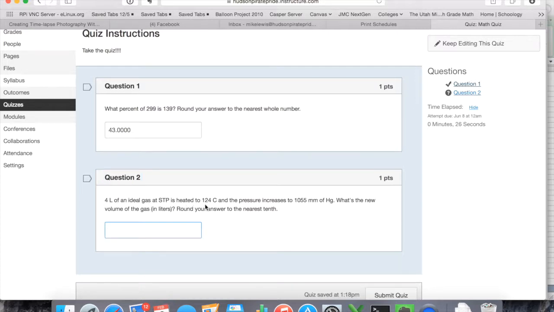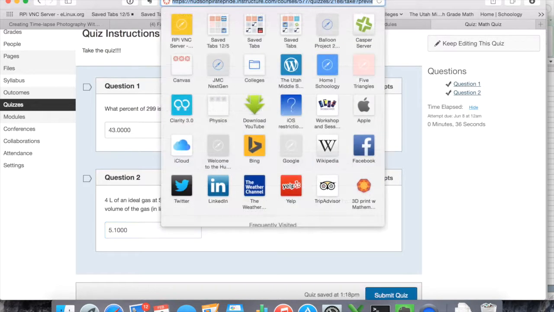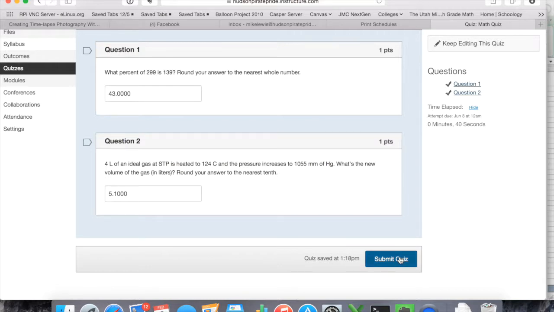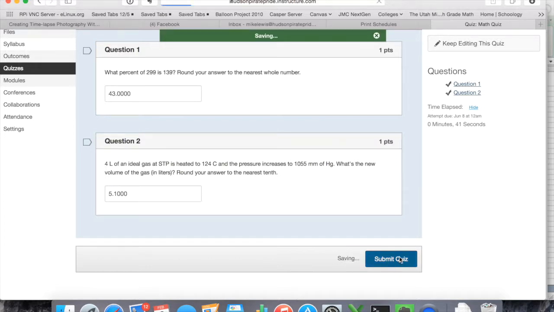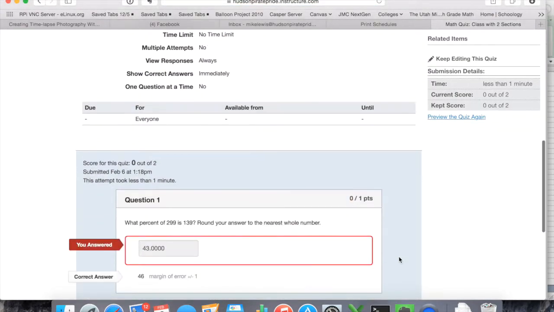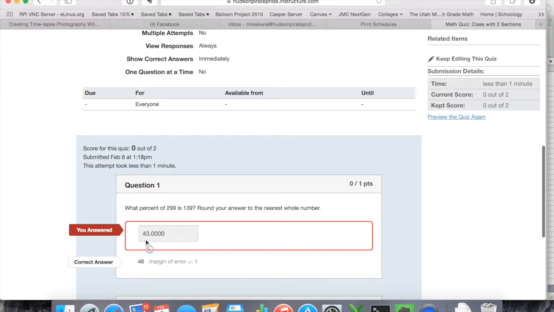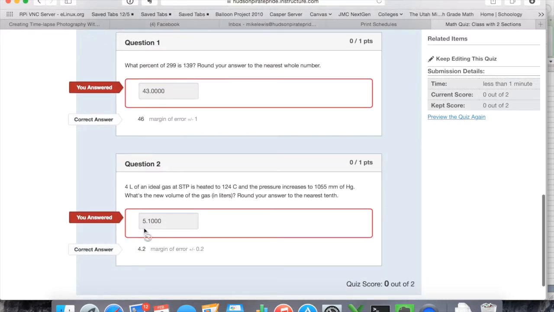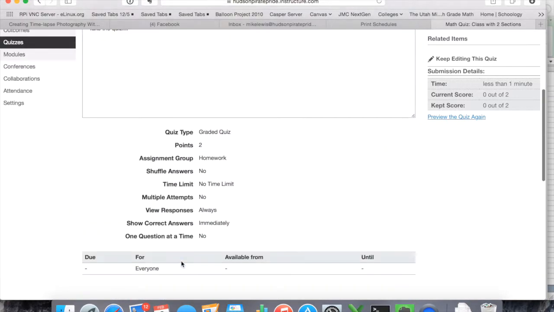4 liters of an ideal gas is heated to 124. Boy, this is tough. I don't know, 5.1. And we'll submit the quiz. And you can see, on this one I answered 43. The correct answer with these two numbers should have been 46. And with the margin of error, if I had guessed 45, 46, or 47, I would have gotten it right. Here I guessed 5.1 because I didn't want to do the math. If I had guessed anywhere from 4.0 to 4.4, I would have gotten it right. So I failed this quiz. I got 0 out of 2.